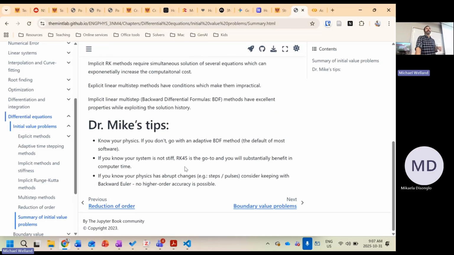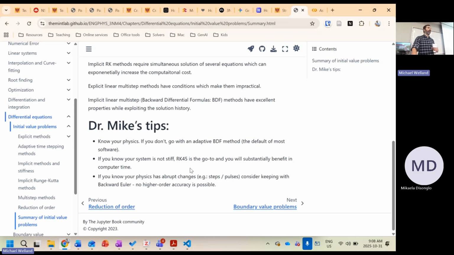If you know that the system is non-stiff, RK45 is your tool of choice. It will give you much, much better performance than BDF. BDF is still implicit, RK45 is explicit. It will be much, much better if it works. It'll either work much faster or it'll crash super fast, and then you know that you should have been using implicit.